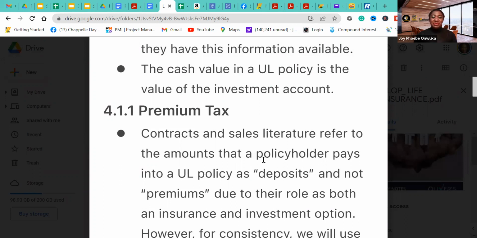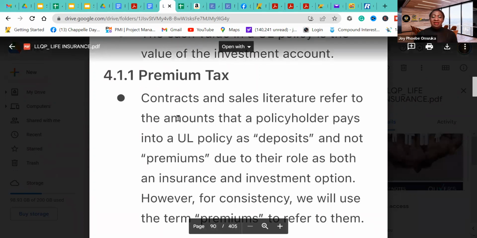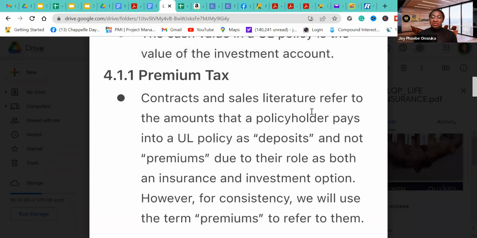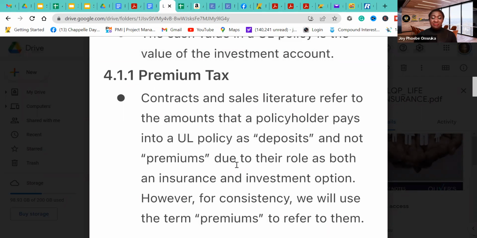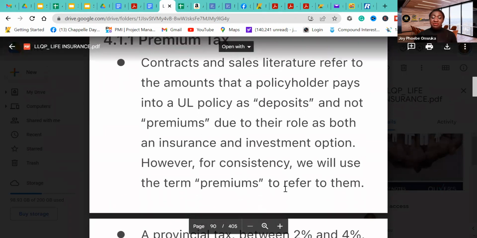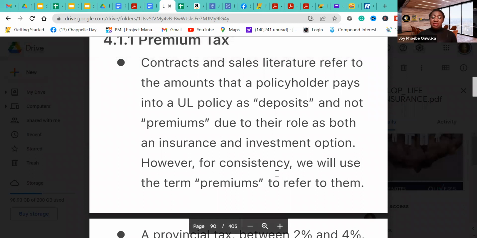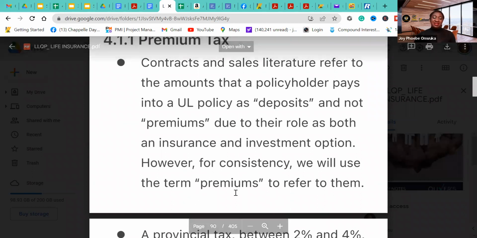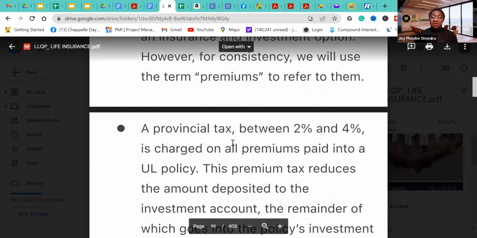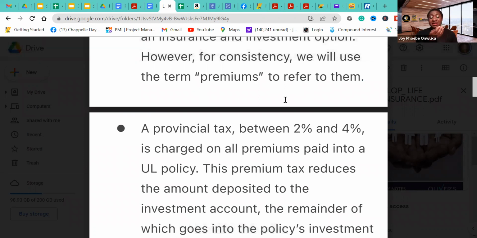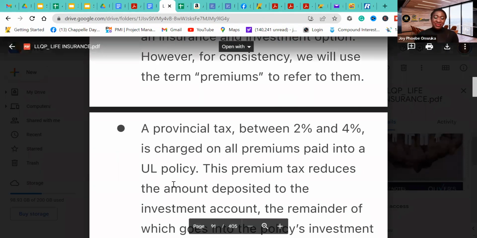Anyways, we move on to premium tax. Contracts and sales literature refer to the amount that a policyholder pays into a universal policy as deposits and not premiums. Due to their role as both insurance and investment options, however, for consistency we will use the term premium, because that's what we always use. But in a nutshell, they are not referred to as premium. They are referred to as deposits for universal life.